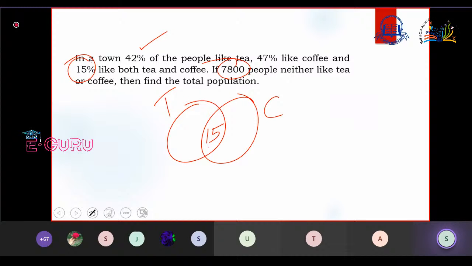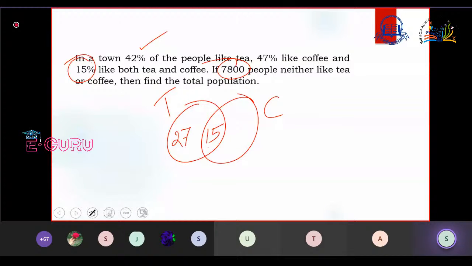Okay, now the total people liking tea is 42%, right? Out of that 15 is already here. So we need to avoid duplication. So 15% liking tea is already represented in the common space. So for reaching 42%, remaining people are 27, right? These 27% people like only tea, they do not like coffee. But there are 15% people who like both tea and coffee. So altogether the people liking tea is 27 plus 15, 42%.